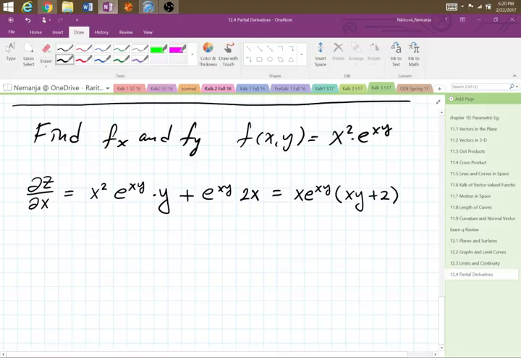Partial derivative of z with respect to y is equal to, now there's only one y, therefore this x squared is a constant. We copy that. And then we have the derivative of e to the xy, which is e to the xy times x, right? Because now the variable is y and x is the constant, so the chain rule will give us x. Simplified answer: x cubed e to the xy.